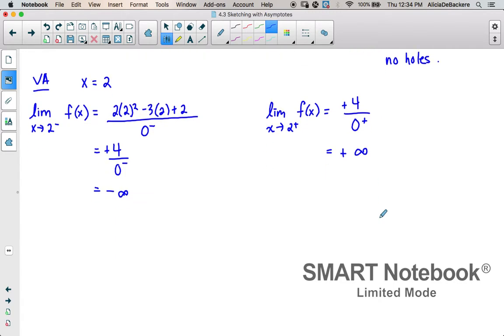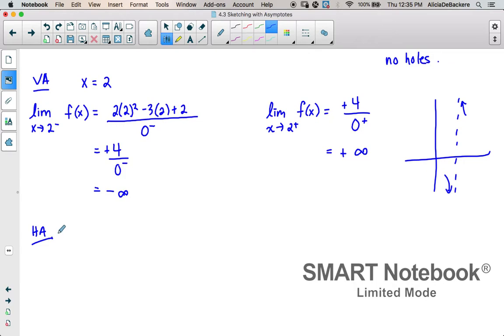All right, so we've got our 2 behaviors on either side. So remember again, we're thinking about here's my vertical asymptote. On the left, I'm going to negative infinity, and on the right, I'm coming up to positive infinity. All right, so next we want our horizontal asymptote.